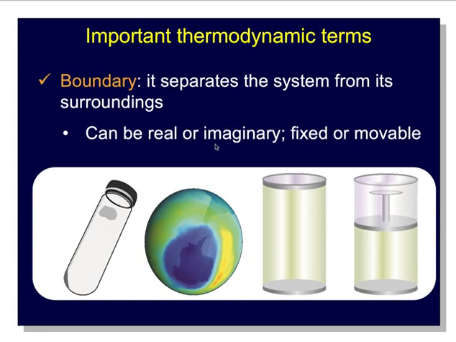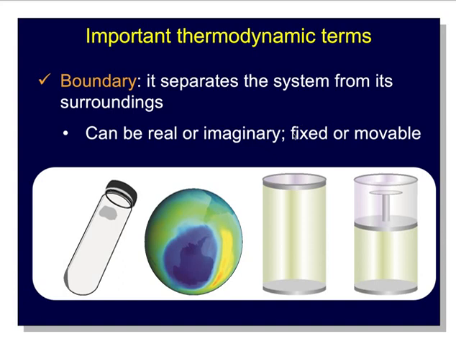On the other hand, the boundary could be imaginary also. Now suppose I take this ozone hole as my system. Then the boundary of the ozone hole is not well defined. There is no line in the atmosphere which says, okay, this is the ozone hole and this is not the ozone hole. That's a very diffuse situation. So there is some kind of an imaginary boundary. Okay, there's a range where this is the ozone hole part and this is the outside of that. So the boundary could be real or imaginary.